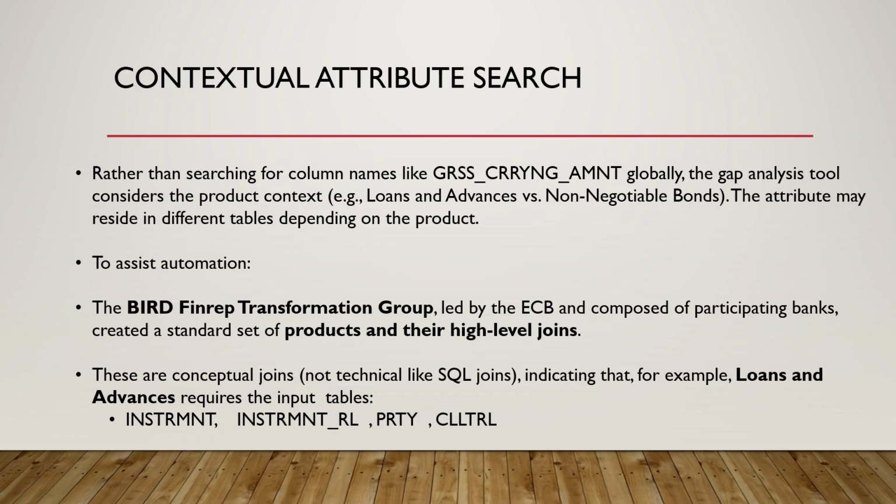So, for example, the difference between loans and advances and non-negotiable bonds, and the attribute may reside in different tables depending upon that product. Now, to assist in this automation, the bird FINREP transformation group, which is a working group that was led by the ECB and composed of participating banks, they created a standard set of products, and for these a high-level join for each product, including, say, loans and advances. These are conceptual joins, so they don't go to a technical level of detail like SQL statements and inner joins and outer joins and left joins, etc. There's a high-level description, and they just indicate, for example, that loans and advances requires these four input tables: instrument, instrument role, party, and collateral. It doesn't say how they're joined together and if they're inner, outer, left or right.